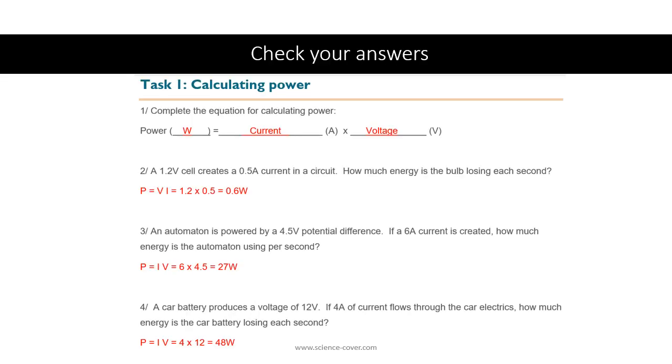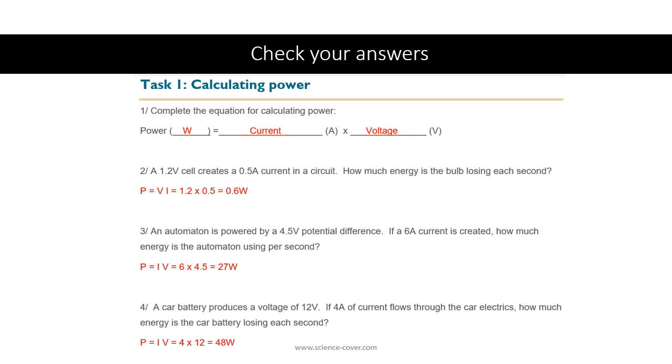Let's check our answers. The power in watts is equal to the current in amps multiplied by the voltage in volts. Question 2, we have a 1.2 volt cell and it creates 0.5 amps of current. How much energy is lost per second? So we're after the power, which is the voltage multiplied by the current. So that's 1.2 times 0.5, which equals 0.6 watts.